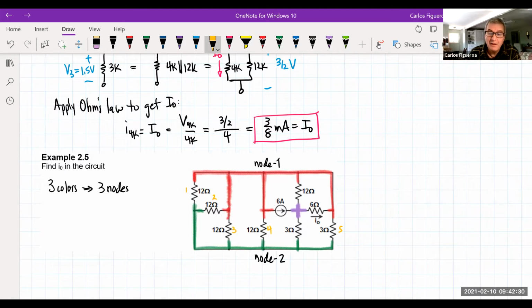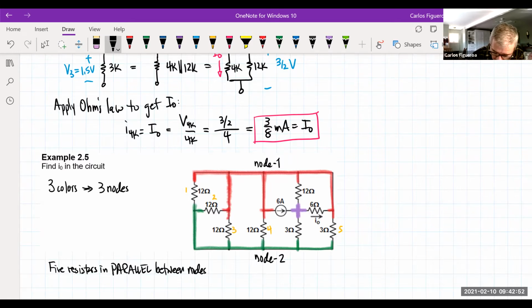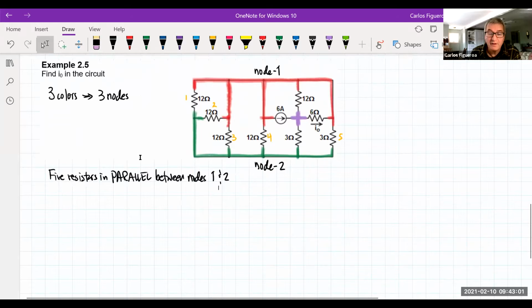Why are they in parallel? Because they share 2 nodes that are similar. So what we're finding here is that there are 5 resistors in parallel between nodes 1 and 2. So let's go look at this thing here. So that immediately tells me the following thing here.